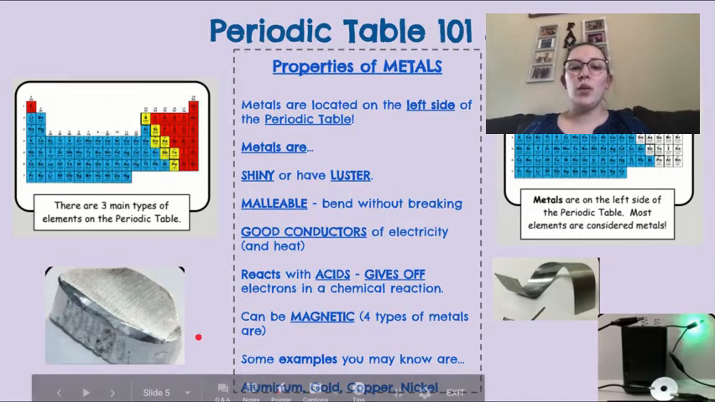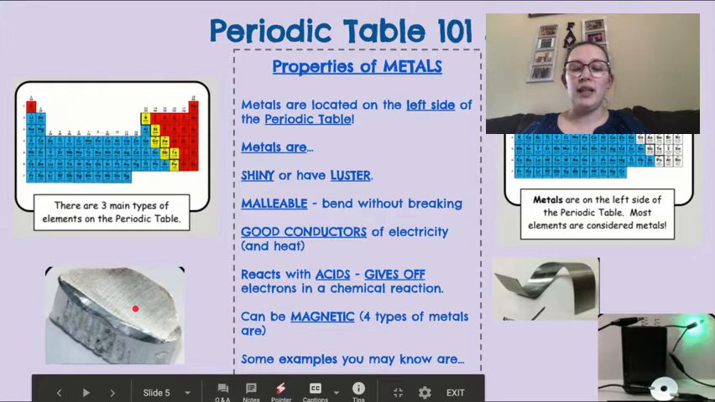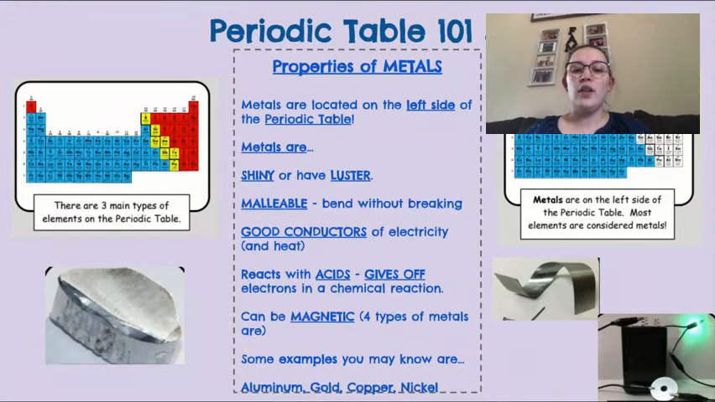So metals are going to be shiny. They're shiny. Think of aluminum. Think of gold. Gold is shiny. Nickel is shiny. Silver is shiny. Okay, those are our metals.